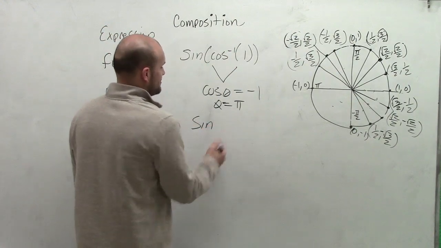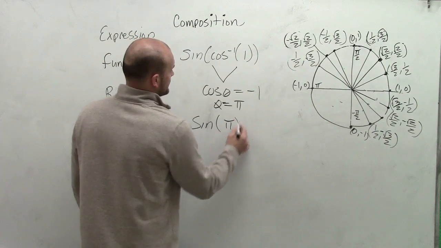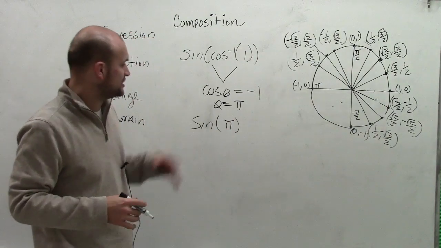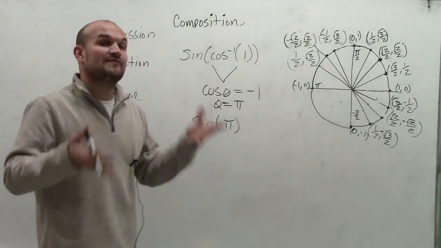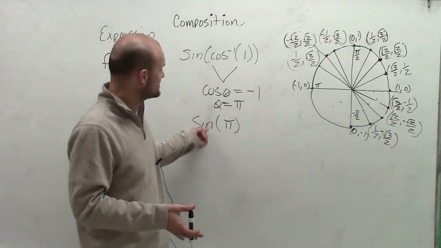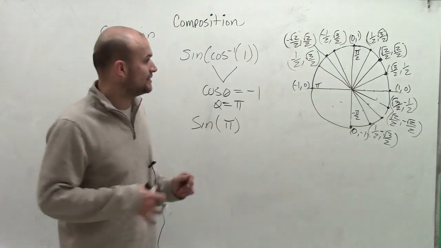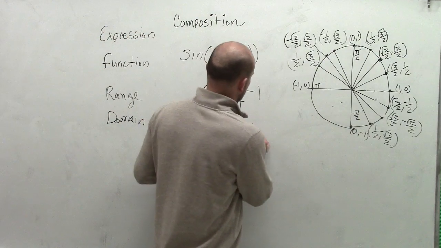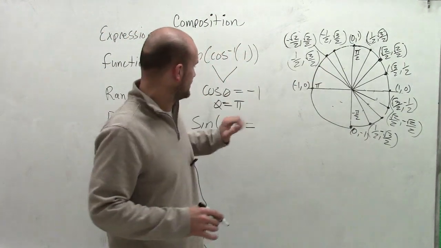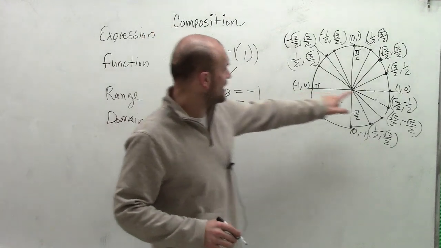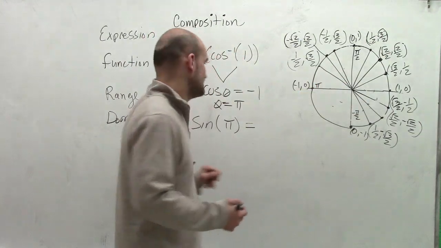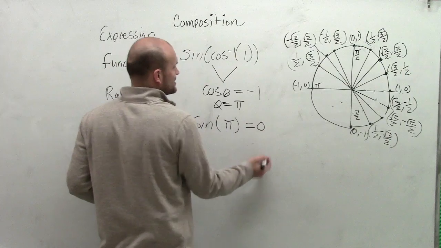Now, taking my function into the sine of pi. To evaluate the sine of pi, remember that the sine of your angle represents your y-coordinate on the unit circle. So I look at my unit circle and ask, at the sine of pi, what is my y-coordinate? And for this angle, we can say it's going to equal 0.